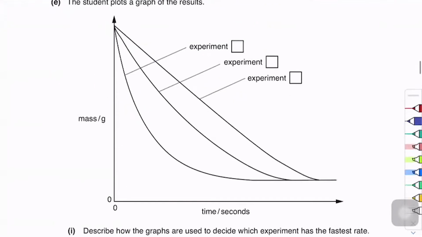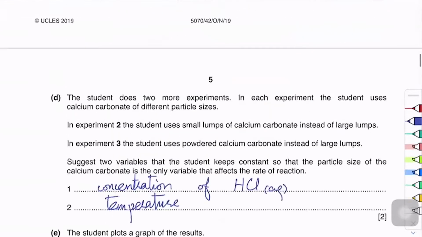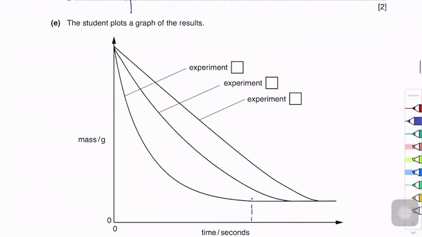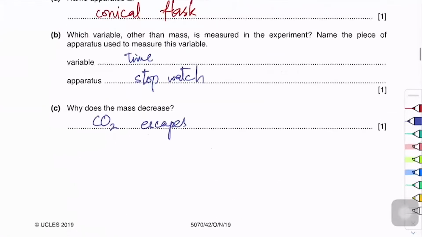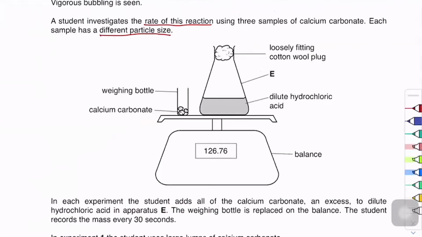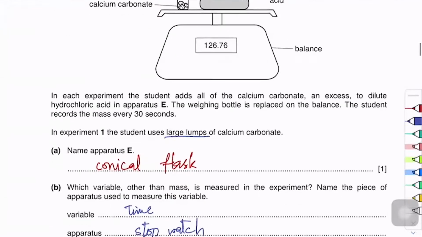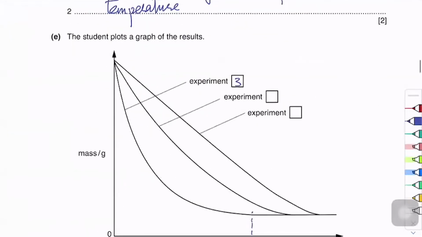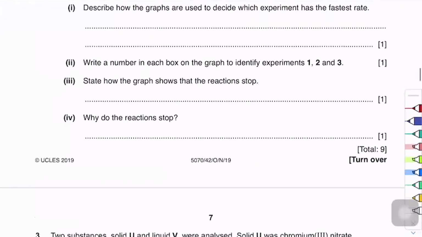Okay, the student plots a graph of the results. The fastest one is the one that becomes horizontal first. So I can clearly see that the first one to become horizontal is this one. So that's my experiment with the powder. That's experiment 3. Then what did I have in the first one? Large lumps. So large lumps mean it's going to be the slowest one. So this is the slowest and this is the fastest. Okay, that's easy.